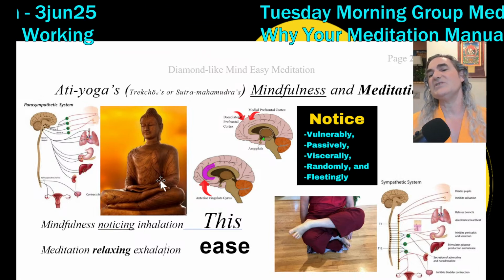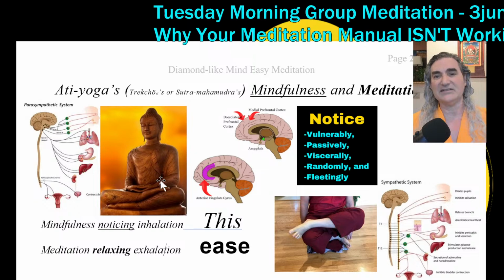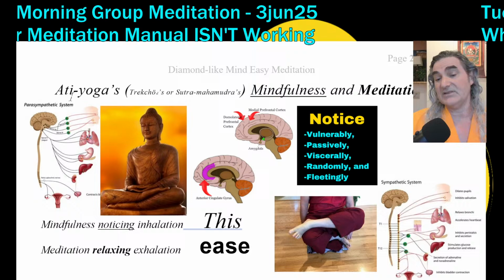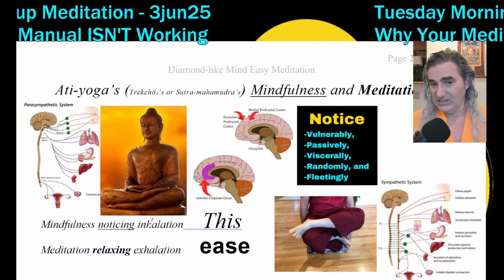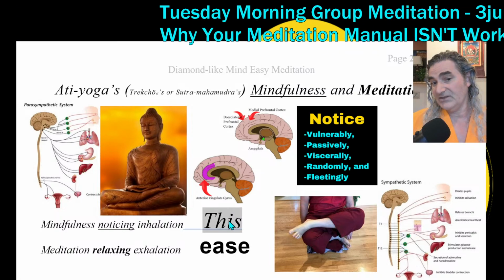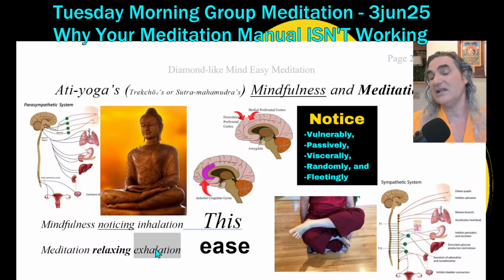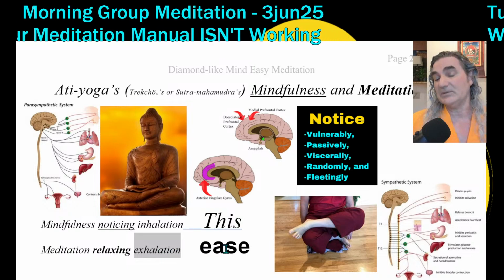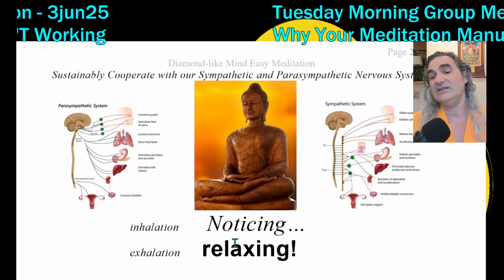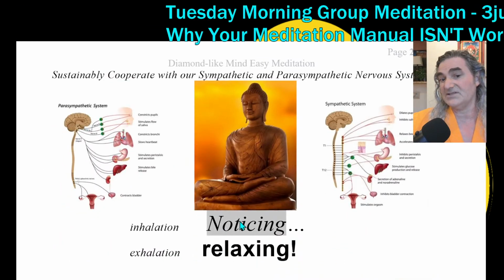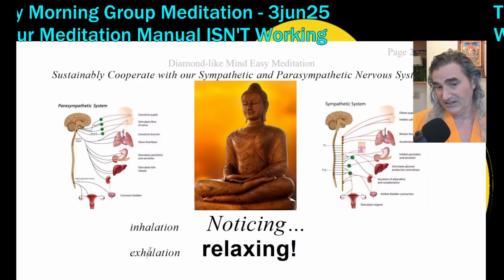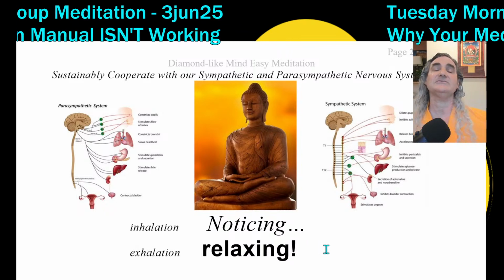So what is the most efficient way that we could best cooperate both our sympathetic and parasympathetic nervous systems? During each inhalation, we could silently recite the demonstrative pronoun this, and during each exhalation, we could silently and mentally recite the one-syllable verb is. Now, if you prefer the three-syllable version, that's fine. You could silently and mentally recite noticing and relaxing in harmony with our inhalation and our exhalation. Let's do that together right now.